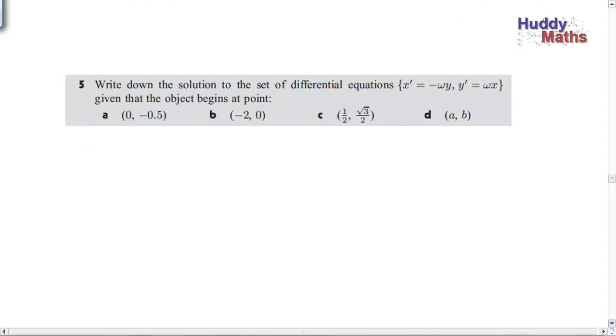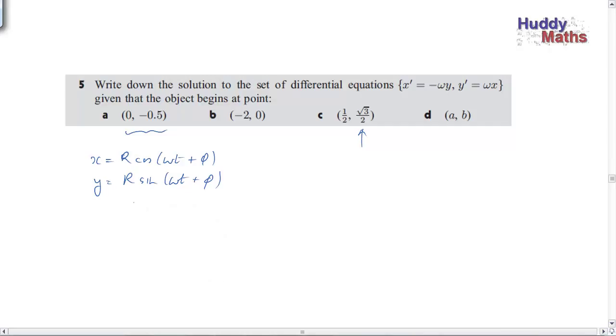Okay, question 5. I'm going to do the first one and then leave you to do these others, particularly look at this one. Write down the solution set for the set of differential equations x prime equals neg omega y, y prime equals omega x. So here we are. The solutions that we've just looked at are this one and this one. We said they satisfy those differential equations, so we can jump right in there.